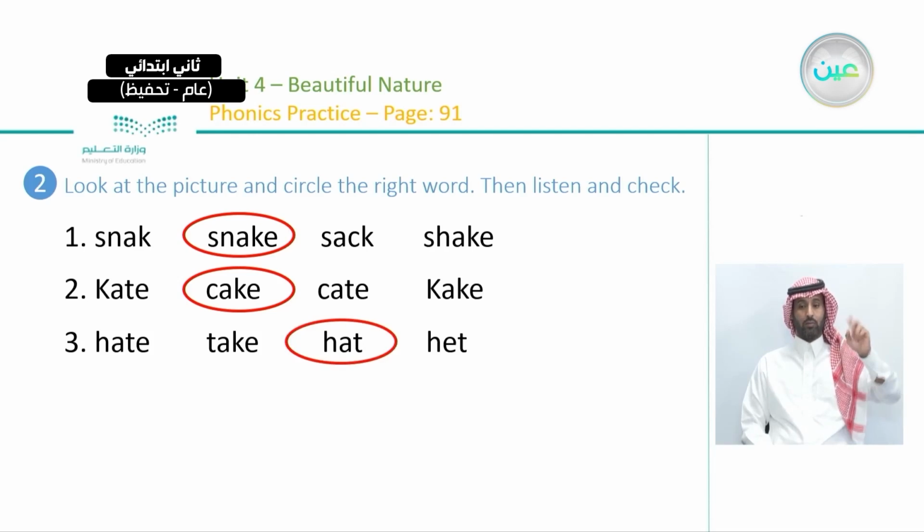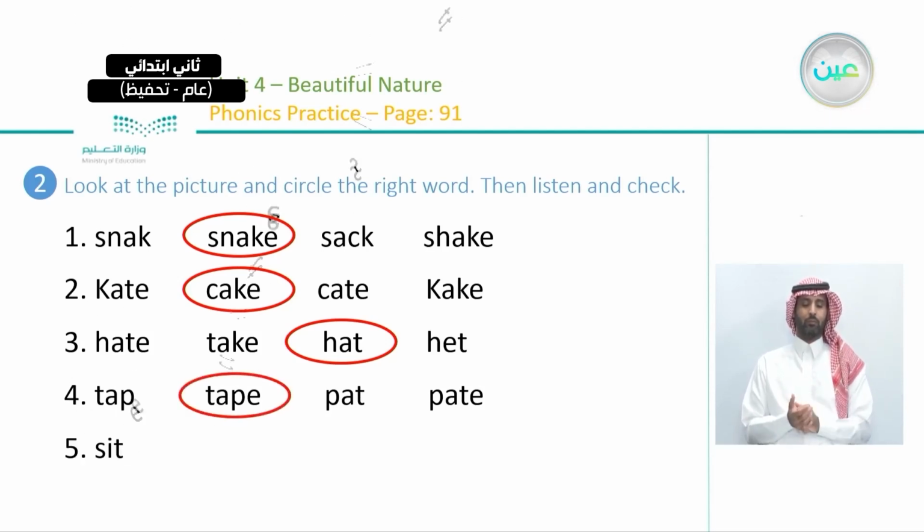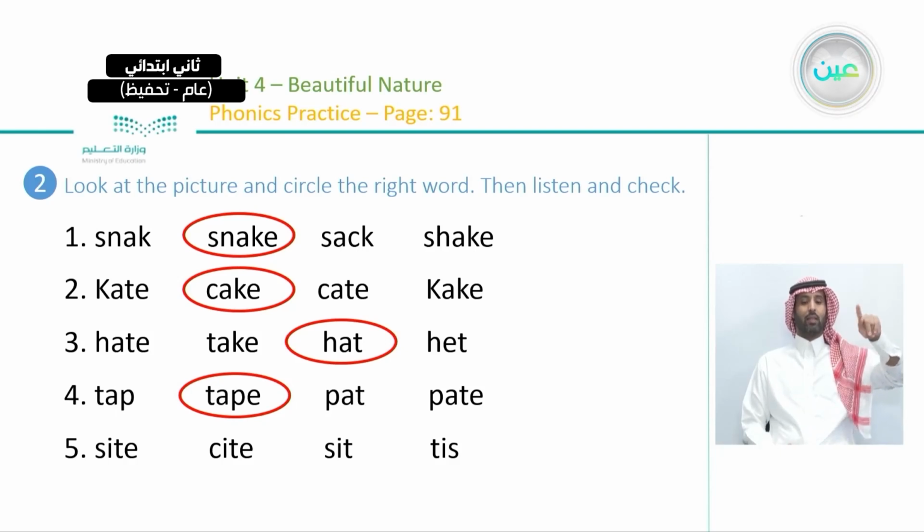That's right. Number 4, tap, tape, pat, pate. Let's listen. Tape, tape. What is tape here? Yes, excellent. This is a tape. That's right. Number 5, we have sight, sit, tis. Let's listen. Sit, sit. What is sit? Yes, excellent. So this is a sit.